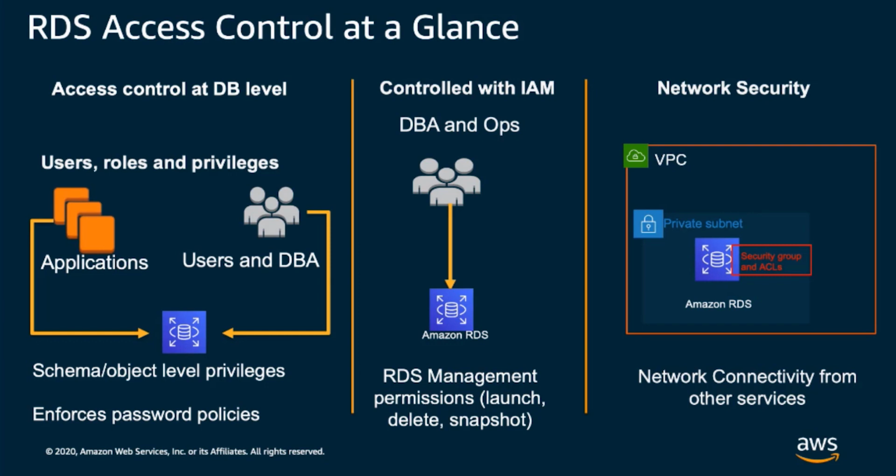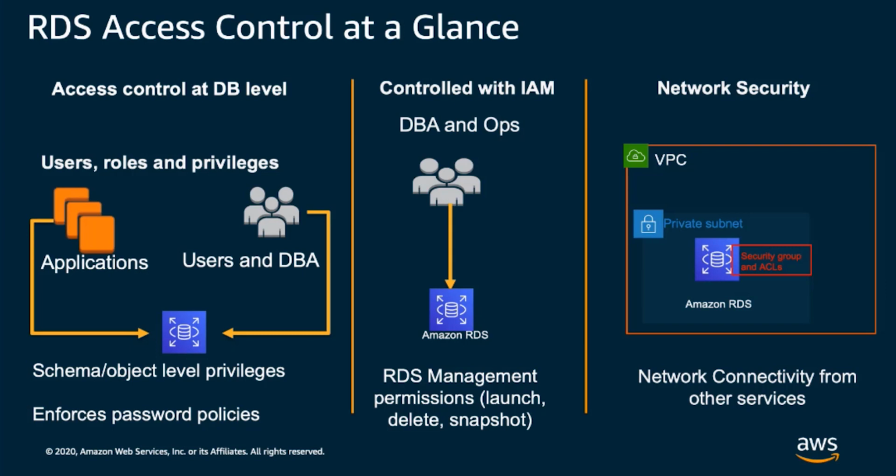So you have schema level and object level permissions, so that you can create schemas, objects, or you can even create users, roles, and all the capabilities you normally have on-premises, right? So you have the same capability, and you also have enforced password policies as well. You can do that too in AWS.